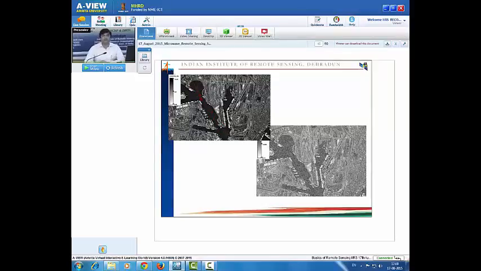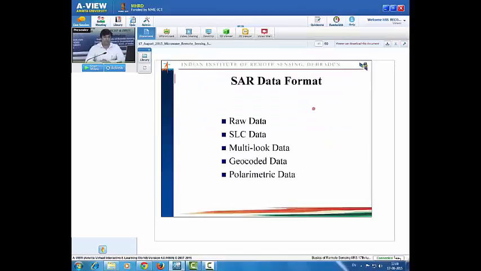There are different SAR data formats: raw data, SLC data, multi-look data, geocoded data, and polarimetric data. Raw data is the actual data set. It will have the signal information only, the returned signal. SLC data is the single look complex data set. Each and every pixel of the SAR data will be represented by complex numbers, but it will have slant and ambiguity also. The multi-look data will be without slant and ambiguity, and better visualization will be there in this data set.